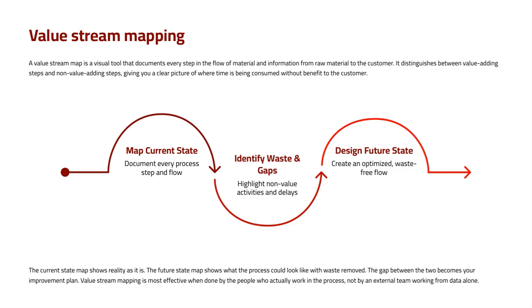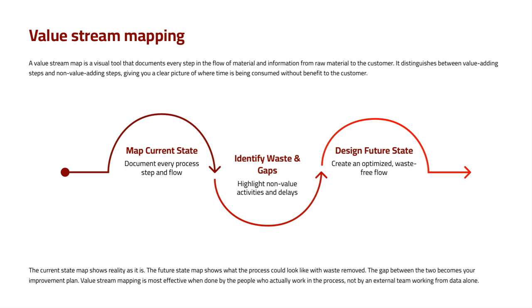Value stream mapping is a powerful visual tool that helps us track every step in the flow of material and information, all the way from raw material to the customer. What makes it especially useful is that it clearly distinguishes between steps that add value and those that don't, so we can see exactly where time is being spent without benefiting the customer.